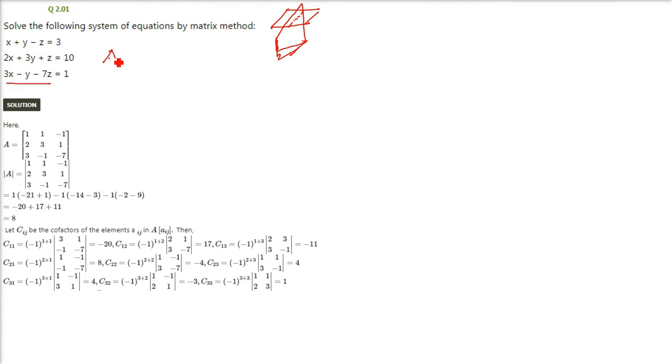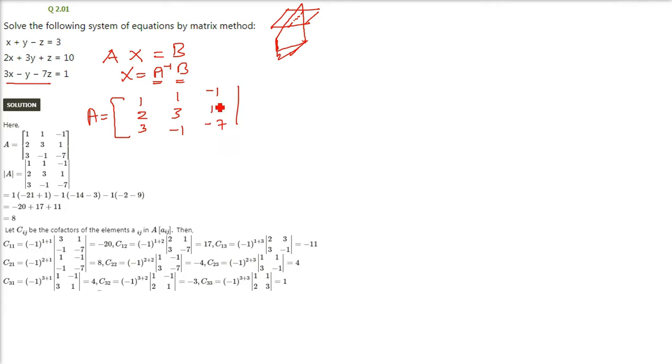So the coefficients of x, y, z will be called A, x, y, z will be called X, and 3, 10, 1 will be B. And how do we write this? X will be equal to A inverse B. So we have to find out the A inverse. What is A? A is all these coefficients of x, y, z. So A is 1, 2, 3, y is 1, 3 and minus 1, and z is -1, 1 and -7.